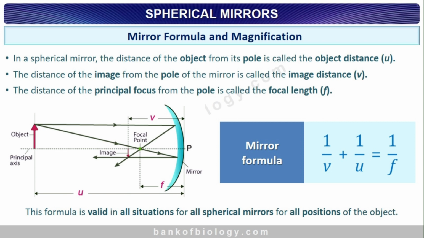The distance of the principal focus from the pole is called the focal length, and it is represented by the small letter f. The mirror formula is 1/v + 1/u = 1/f. This formula is valid in all situations for a spherical mirror, for all positions of the object.